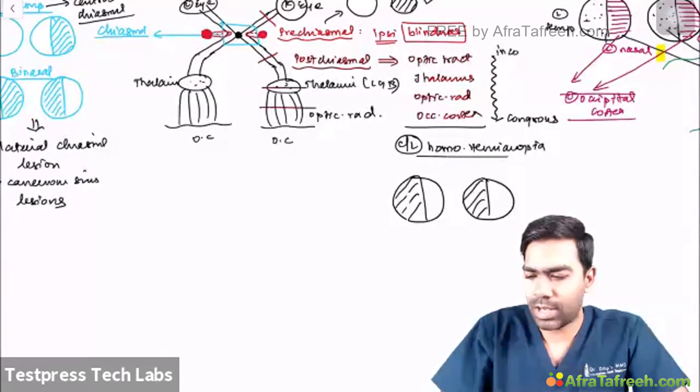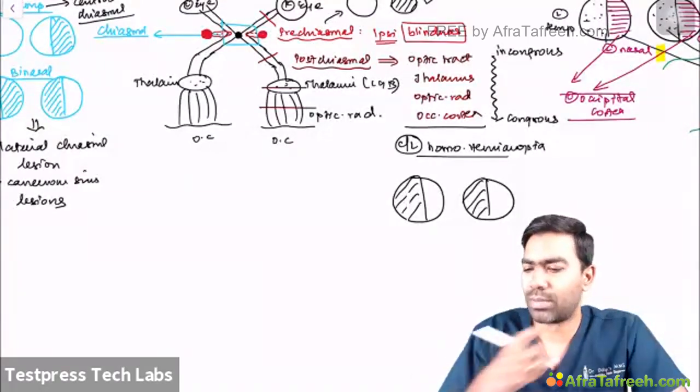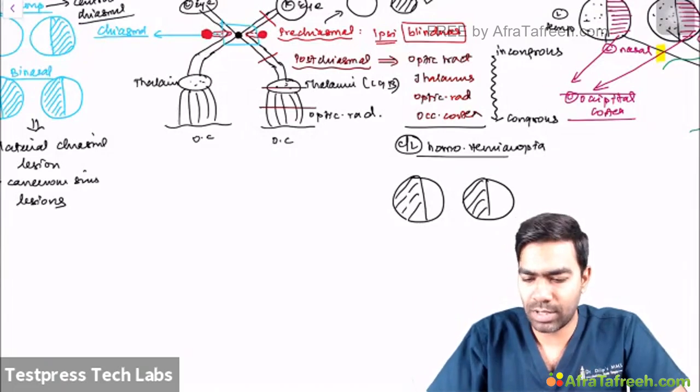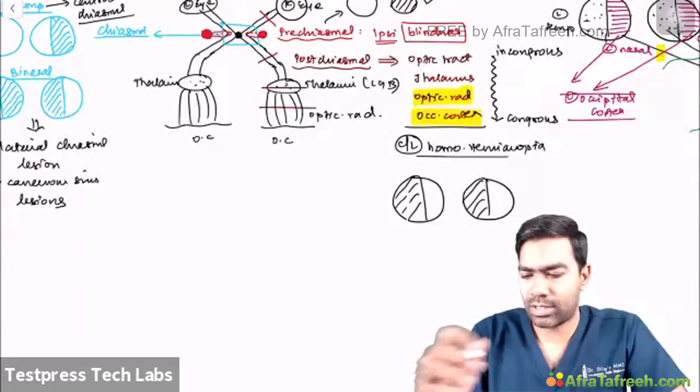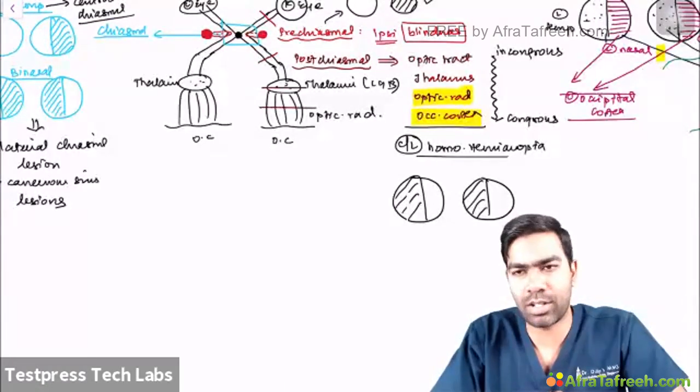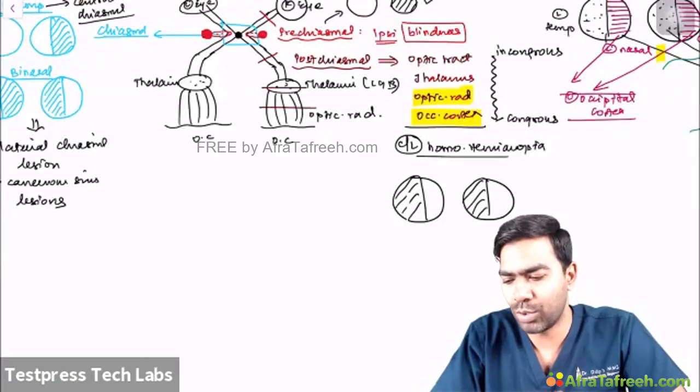In the optic tract it's going to be most incongruous, but as you move towards the occipital cortex it's going to be more congruous, which means the lesions that happen in the optic radiation or in the occipital cortex are more congruous than the lesions that happen in the optic tract or in the thalamus. Optic tract and thalamic lesions usually will have more of an incongruous defect.